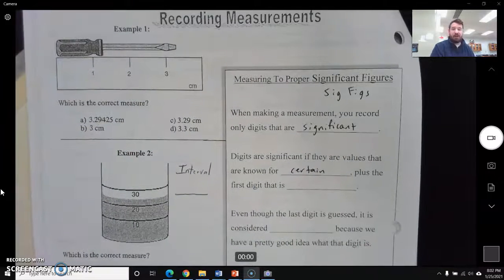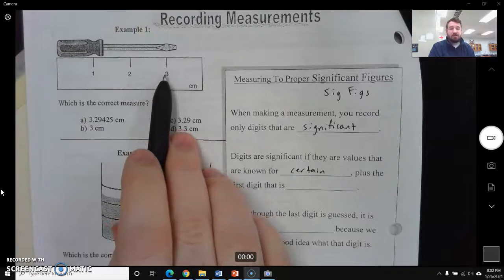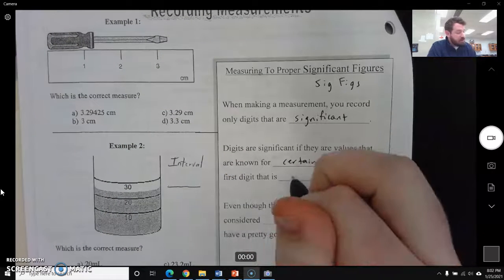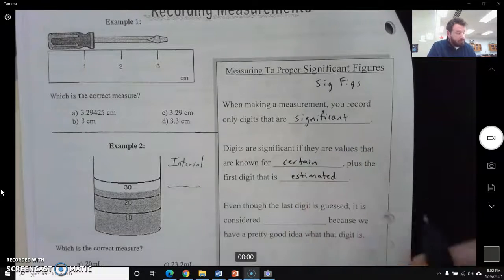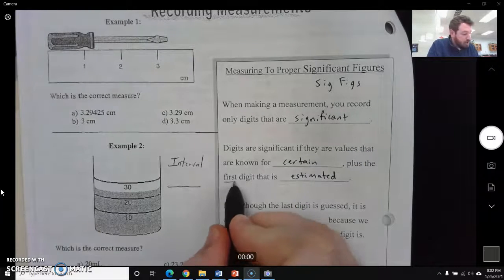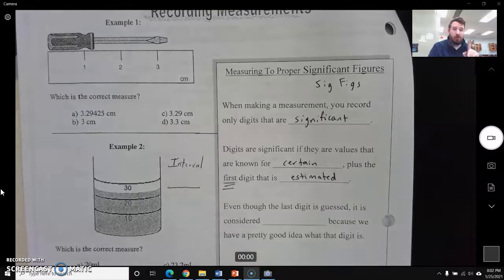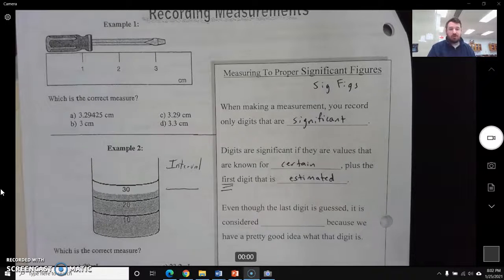An example of that might be the number 1. We know for certain that this screwdriver goes past the 3 centimeter mark. Plus the first digit that is estimated. And I want you to underline this first 3 times, because you can only estimate 1 digit. You cannot estimate more than 1 because you're only as good as the tool you are given.